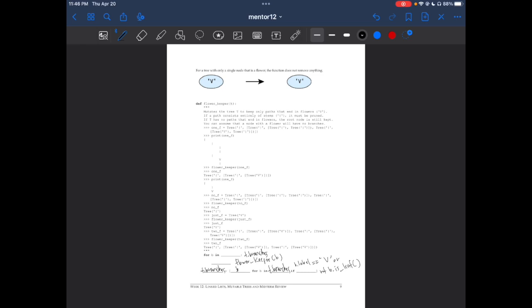and then simply calling flower_keeper on each of those branches by writing flower_keeper of b. And there you have it. We successfully implemented flower_keeper.